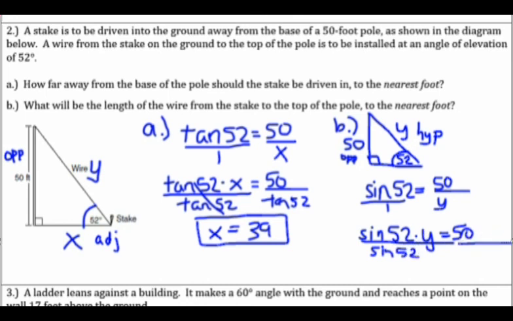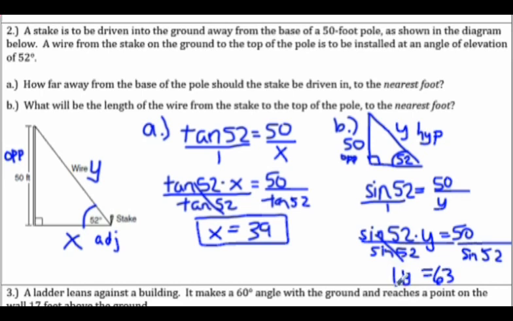Like I said, the main reason I'm doing this is because I want you guys to make sure that you know in a double problem, you call it y. Okay, y equals 50 divided by sine of 52, and I get, nearest foot again, 63.